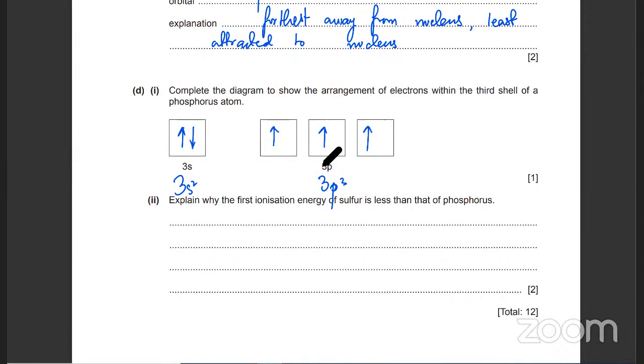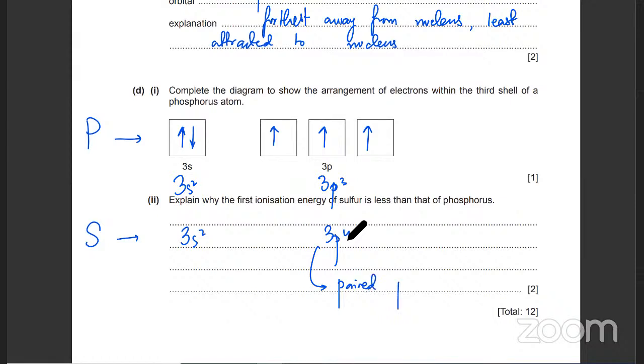Why is the ionization energy of sulfur less than that of phosphorus? There are two marks. What is the difference between phosphorus's electronic configuration and sulfur's electronic configuration? First thing you're going to quote is that sulfur has 3s2 and 3p4. Basically, you're going to talk about sulfur having a paired p orbital while phosphorus has unpaired p orbitals. Since it's got paired p orbitals, there's going to be repulsion. In sulfur, one of the orbitals has two electrons, so there's going to be spin pair repulsion. So it becomes easier to remove an electron from the sulfur atom.